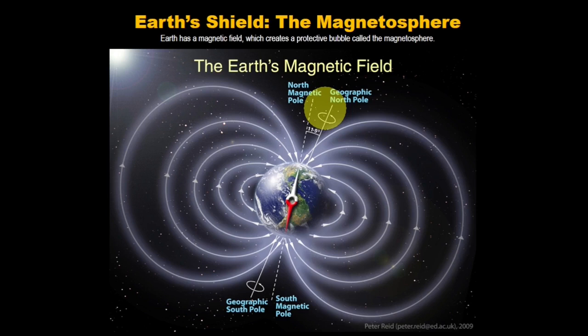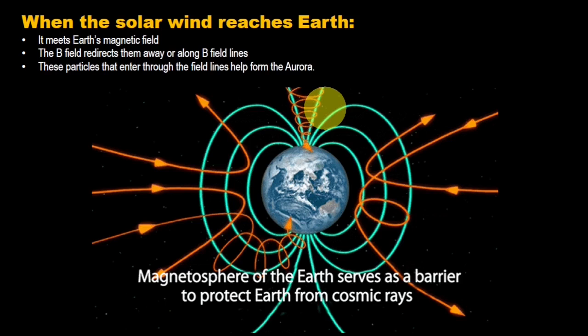This magnetic field creates a protective bubble called the magnetosphere. Now, when the solar wind reaches Earth, depending on the direction, they encounter the magnetosphere. If they encounter the magnetosphere from the sideways, they are knocked out. They are just redirected, okay? But once they enter through the poles, they are redirected into the Earth.